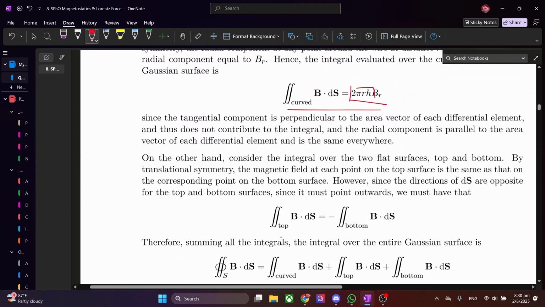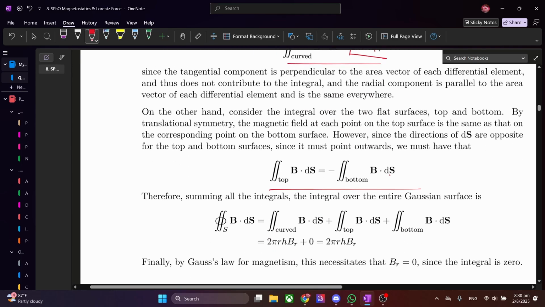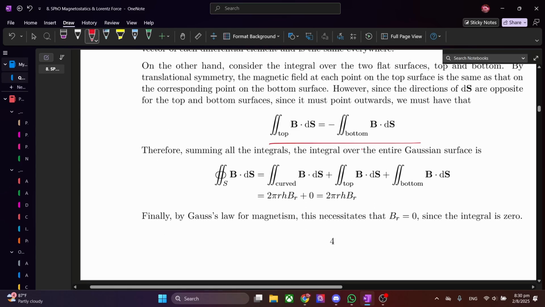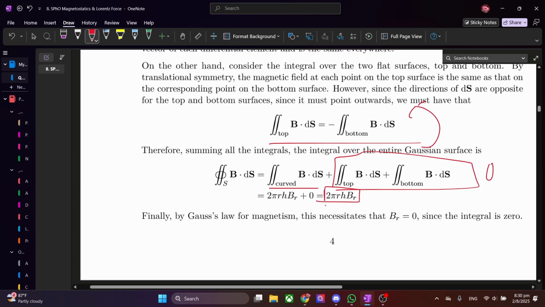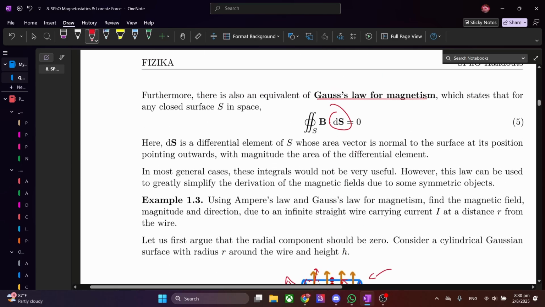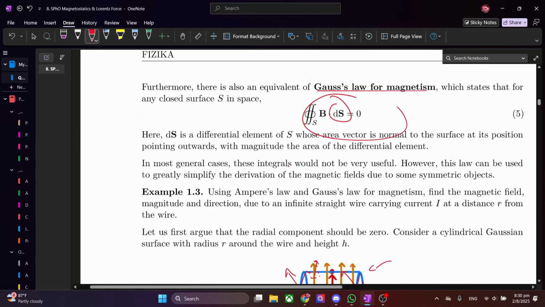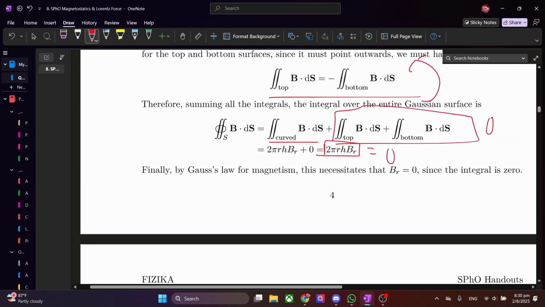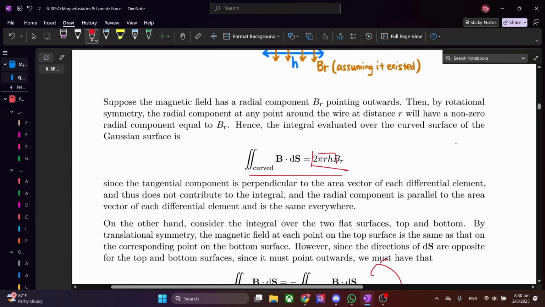So now we have this relation, and we have the magnetic flux through each surface. To find the magnetic flux over the entire closed surface, which is this Gaussian surface, we just sum all of these integrals up, and we find that both of these will cancel because of this, so these become 0, and this integral, as we evaluated just now, is this. And by Gauss's law of magnetism, this integral equals 0. That must imply that this here is also 0. So by Gauss's law of magnetism, this necessitates that the radial component has to be 0.